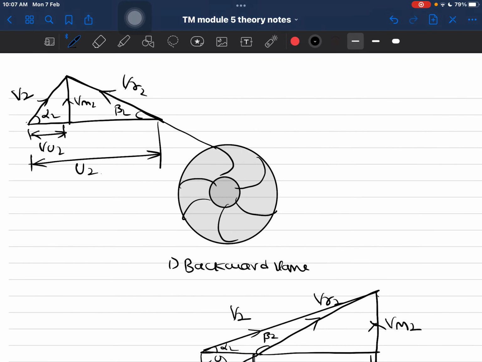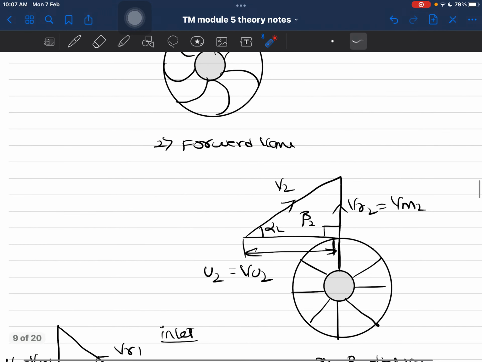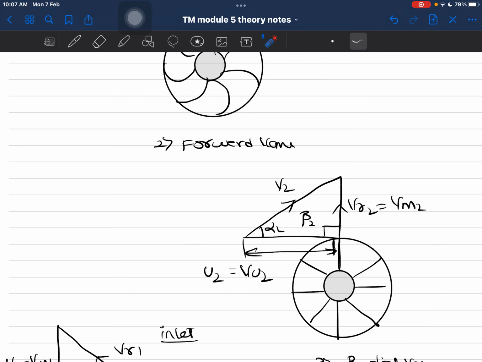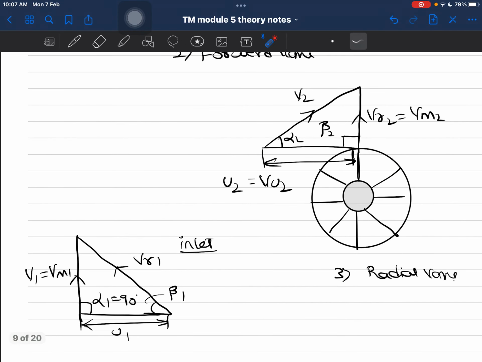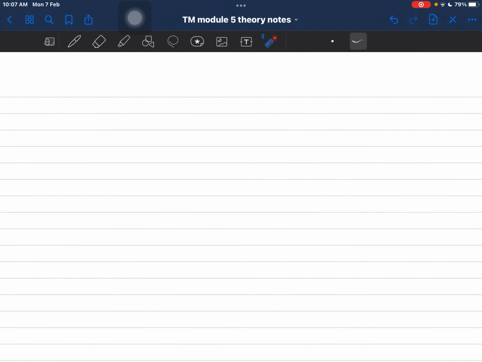Number one, how would be the velocity triangle in case of a backward vane, and how would be the velocity triangle in case of a forward vane, and how would be the velocity triangle in case of a radial vane. So if you know these three, the problems and all the theoretical concepts would become rather very easy. Okay, so now let us jump into the derivation.